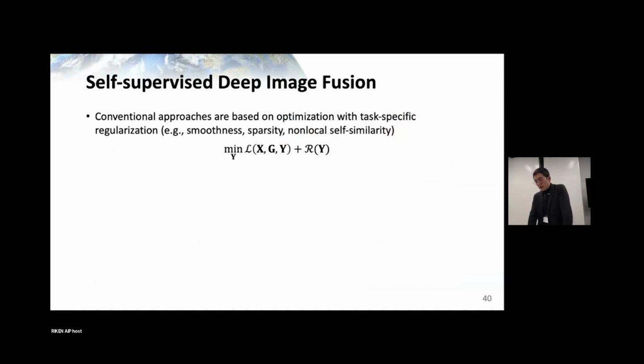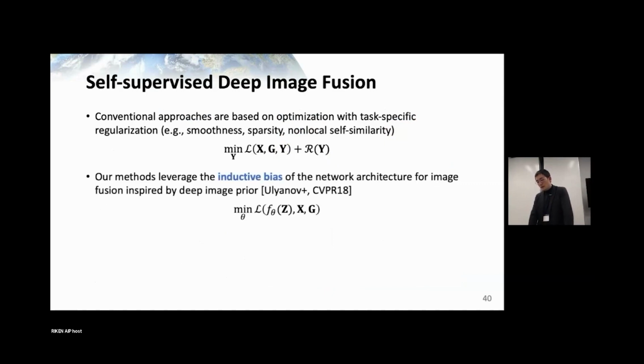So later, inspired by deep image prior, our group is working on methods that regulate the inductive bias of the neural networks. So it's a kind of characteristic of the architecture design itself. For example, if we stack convolutional filters, such a network can easily fit to smooth patterns.